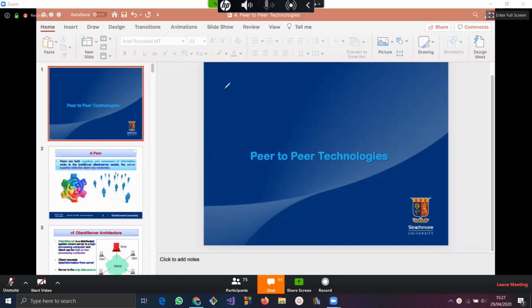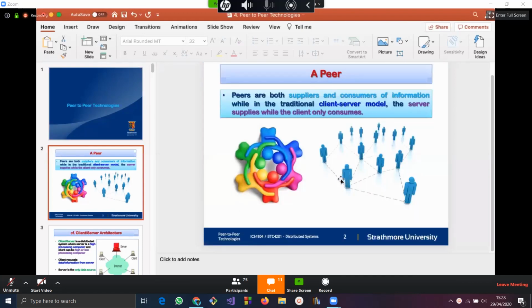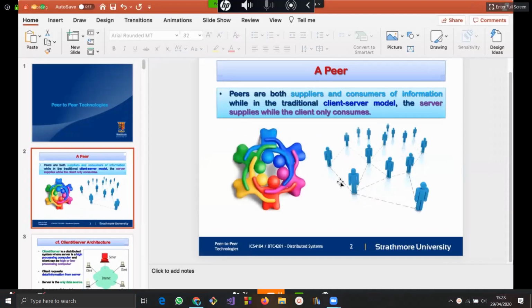Now, this follows our discussion on the client-server model. So it's very important, first of all, to think of it from a client-server concept. We shall be mentioning some of those as we continue with today's discussion. So the first thing is a peer. When you talk about a peer, they act as both suppliers and consumers of information.